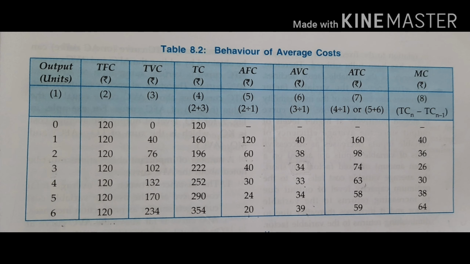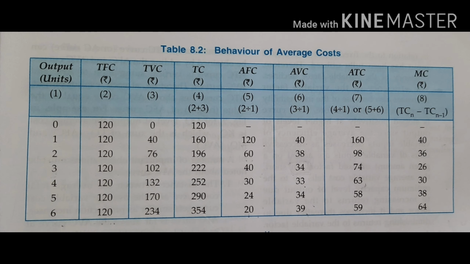Then second is the average variable cost. The average variable cost is the per unit cost of the variable factors of production. This can be obtained by dividing the total variable cost by the units of output. The way you derived the average fixed cost, similarly you can derive the average variable cost, that is AVC is equal to TVC upon Q. Now you can see it mathematically in the schedule. If you see the third unit, AVC is showing a value of 34.